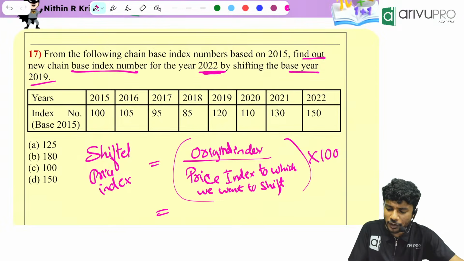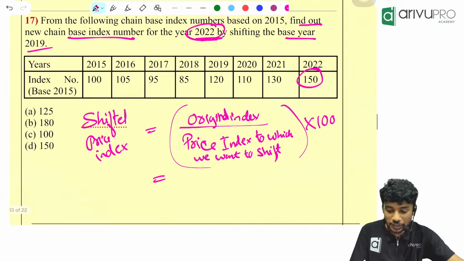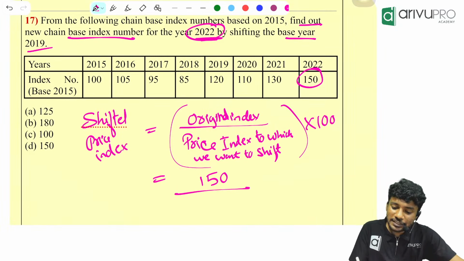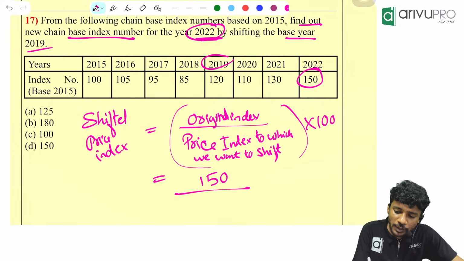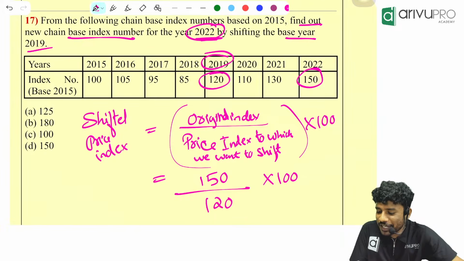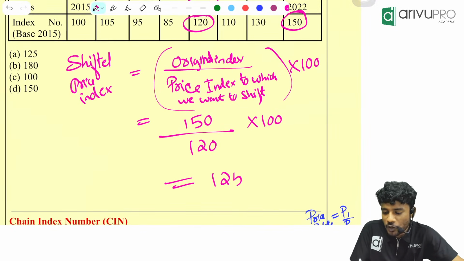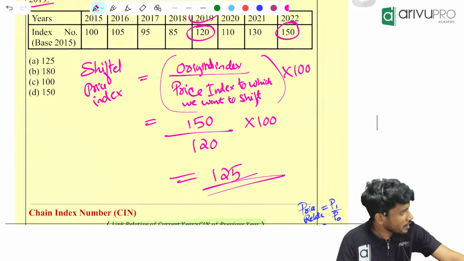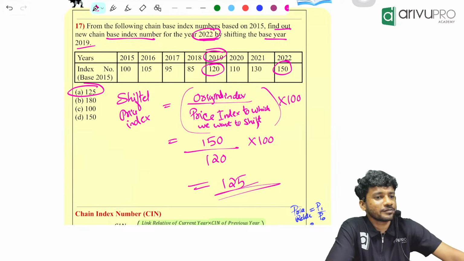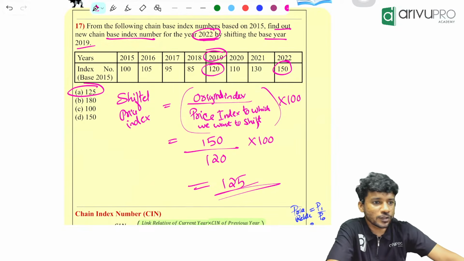Now here, tell me how much is the original price index we are talking with respect to 2022. 150. Divided by the price index to which we want to shift, which year? 2019. How much is the index? 120. Multiply it with 100. How much is the final answer you are getting? 125 is the final answer. Which option is the answer? A. So we have done a question based on shifted index number.